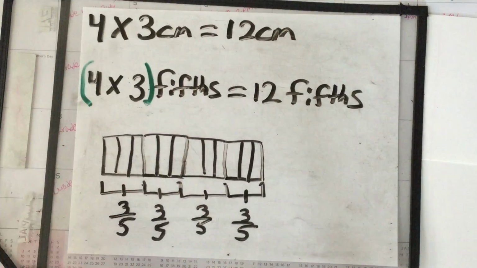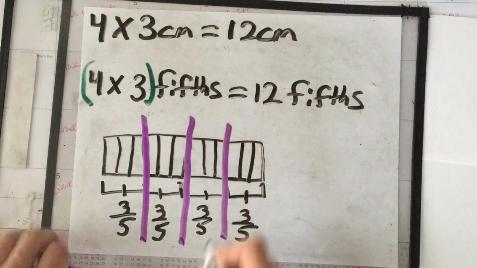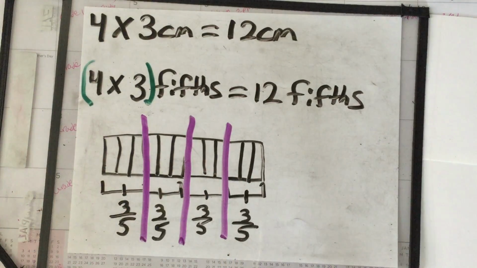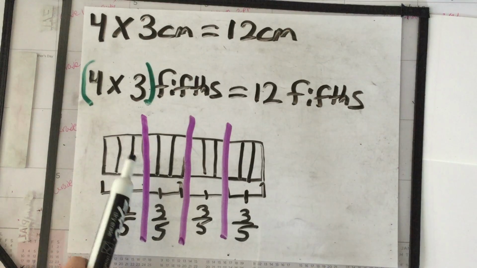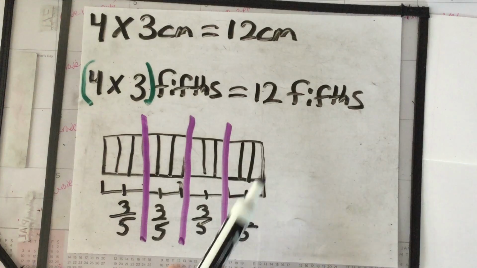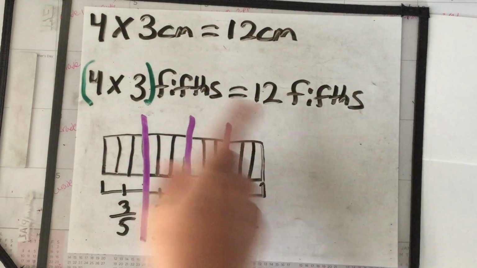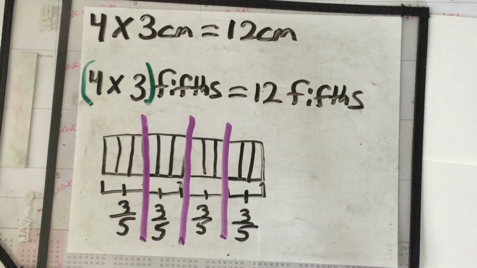I'm going to grab a different color here so you can see this. We did it 4 times. And if I were to add these all up, 1, 2, 3, 4, 5, 6, 7, 8, 9, 10, 11, 12. 12 fifths. So this is a visual representation of what this is.